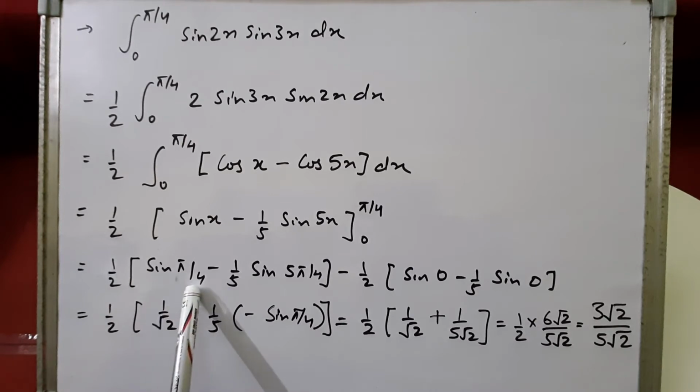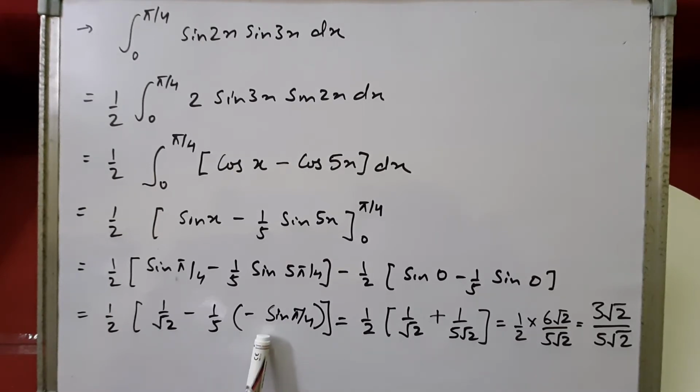So sin pi by 4 is 1 by root 2 and sin 5 pi by 4. So 5 pi by 4 we can simplify as pi plus pi by 4. It will lie in the third quadrant, so it will become minus sin pi by 4. So this minus will become plus. The value of sin pi by 4 is 1 upon root 2. So this will become 1 upon 5 root 2.